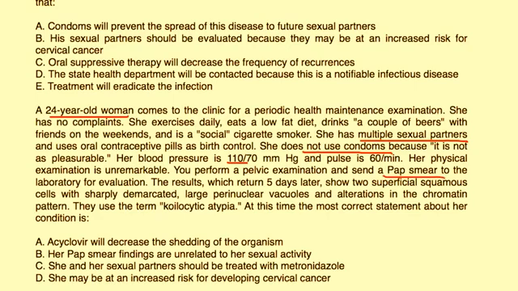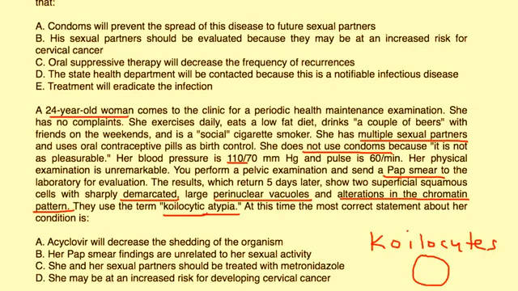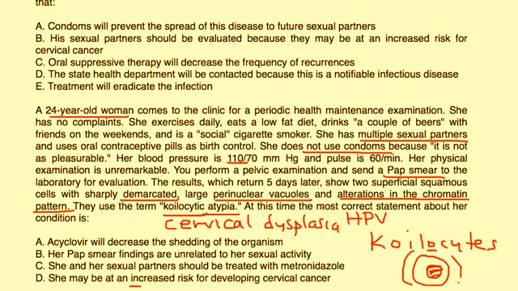The results, which return 5 days later, show 2 superficial squamous cells with sharply demarcated and large perinuclear vacuoles and alterations in the chromatin pattern. They use the term koilocytic atypia. At this time, the most correct statement about her condition is, well, this pap smear has shown koilocytes. And if you recall, these are those cells with the large nucleus and the halo that are characteristic of HPV, and in particular HPV cervical dysplasia. So, of all the answer choices, the one that definitely jumps out is that she may be at increased risk for cervical cancer, because HPV definitely can eventually progress to causing cervical cancer.